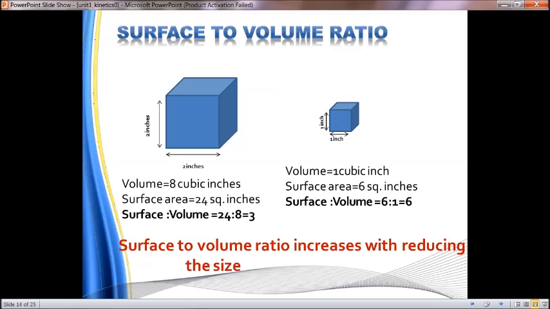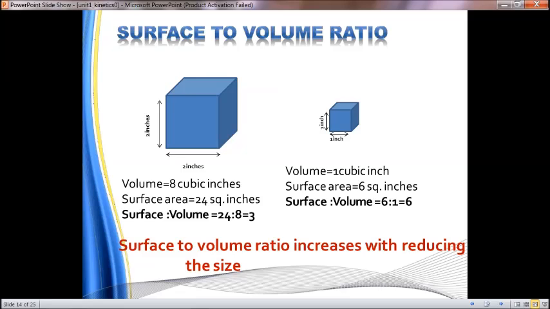Then we have to see the surface to volume ratio. In the surface to volume ratio, we have to take the surface and the volume, because over the surface we have a different number of elements, and the volume is different. So if you take volume equal to 8 cubic inches and surface area equal to 24 square inches, then the surface to volume ratio is 24:8, which is 3. So the surface to volume ratio increases with reducing size. Whenever the size is reduced, that is volume is 1 cubic inch and surface area is 6 square inches, then the surface to volume ratio is 6:1, which is equal to 6.